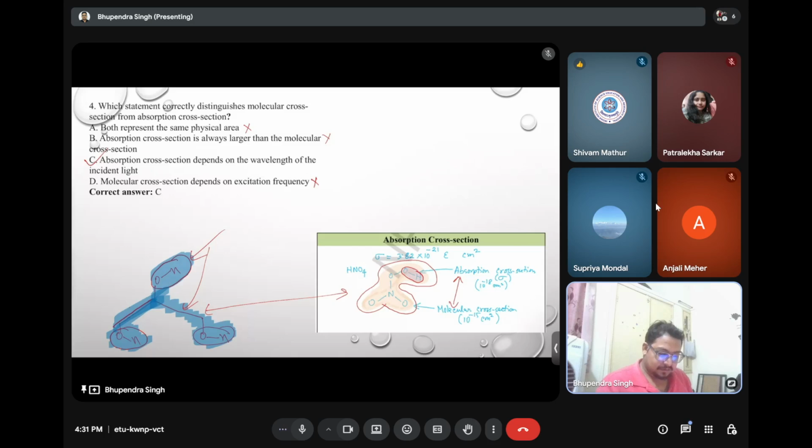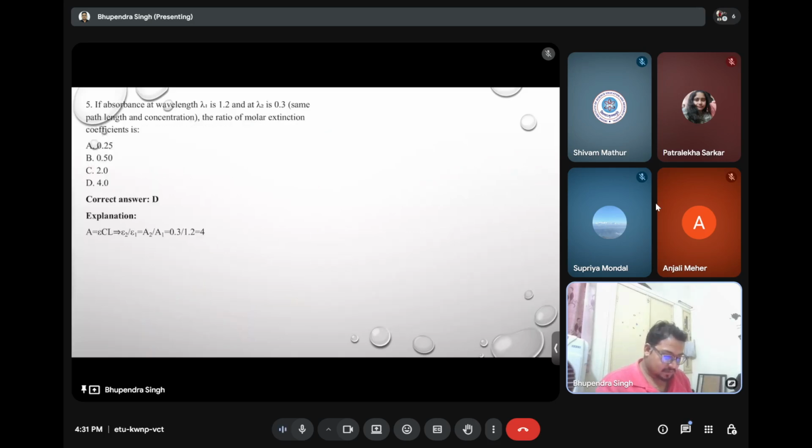Next question. If absorbance at wavelength lambda 1 is 1.2 and at lambda 2 is 0.3, the path length L1 is equal to L2 and concentration C1 equal to C2, it is given. The ratio of the molar extinction coefficient is, okay, this is simple. A equals epsilon C l. They are asking for the ratio of the molar extinction coefficient.